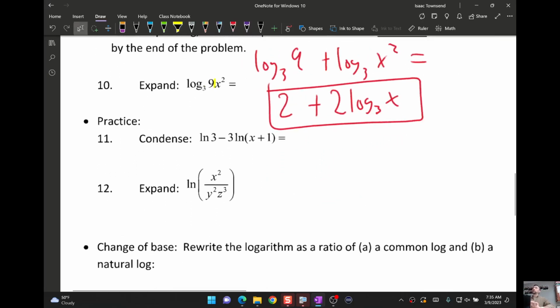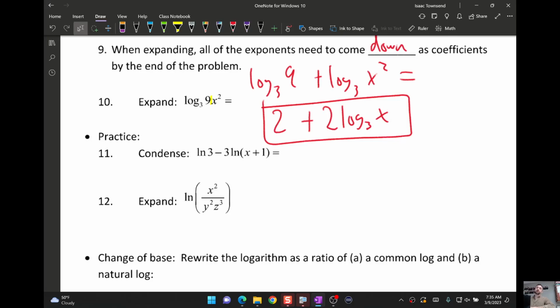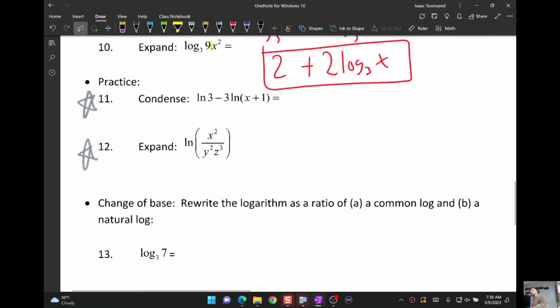Okay, so to help you maybe see what kind of traps you might fall into, I'd like you to try 2 of these real quick, just one condensing and one expanding. I will warn you that number 12 is a little bit trickier, but it's good for you to see if you fall into that trap without a warning. So try those real quick, see what you come up with. Then we need to review some exponent rules and change a base.